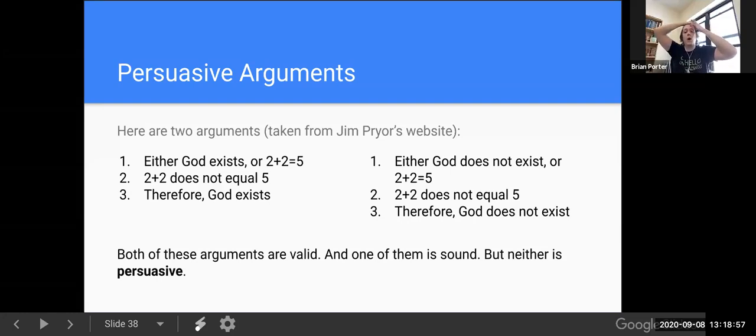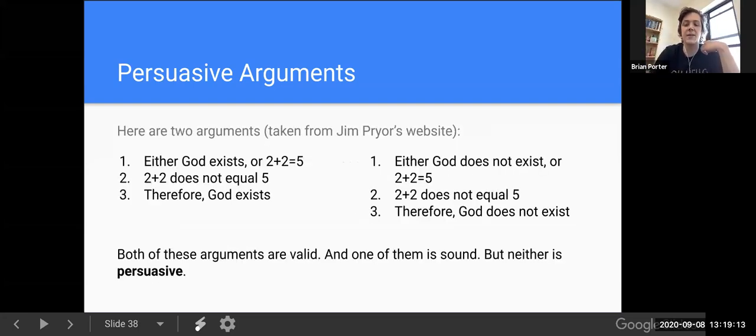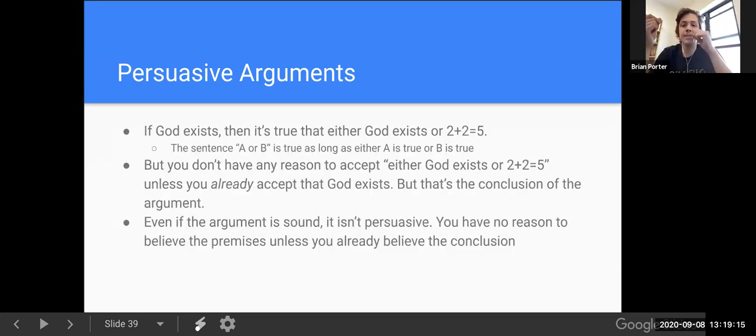We may not know which one. We may disagree about which one is sound. But neither argument is persuasive. Neither argument could be used, even in principle, to convince someone that God exists or to convince someone that God does not exist. Because you don't have any reason to accept either God exists or 2 + 2 = 5 unless you already accept that God exists. But that's the conclusion of the argument. So even if the argument is sound, it isn't persuasive.